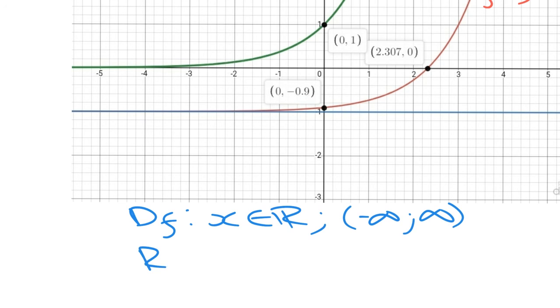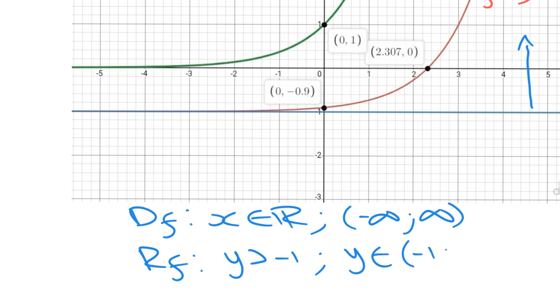And then taking a look at the range of the function, it's where the function is valued on the y-axis. So it's starting all the way from -1 up to infinity. So we have here that y must be greater than -1, or you could say y must be from -1 to infinity. That's another way of representing it. So that's the domain and range of this function.